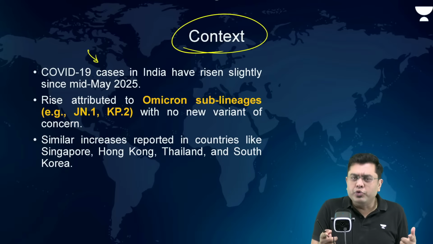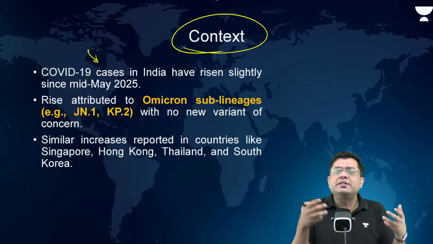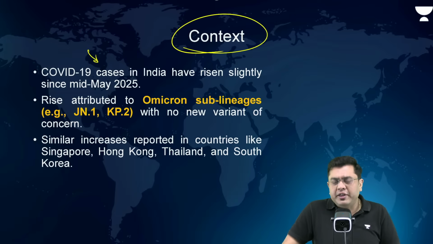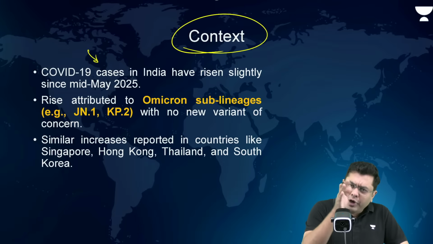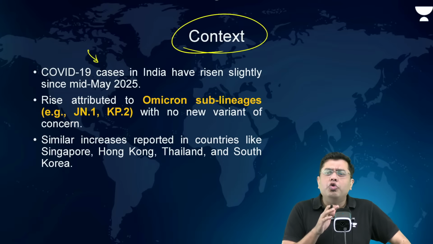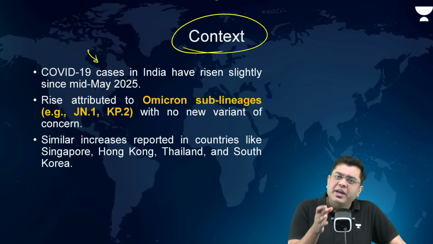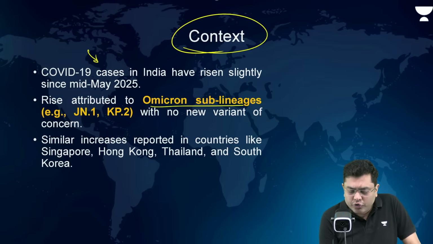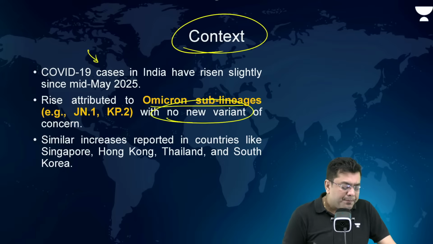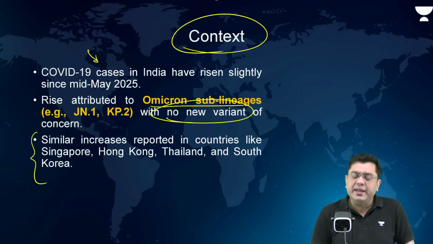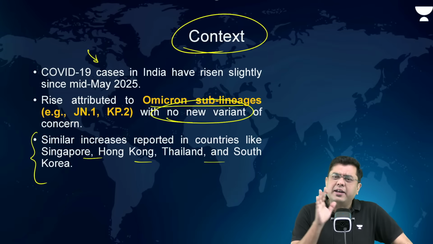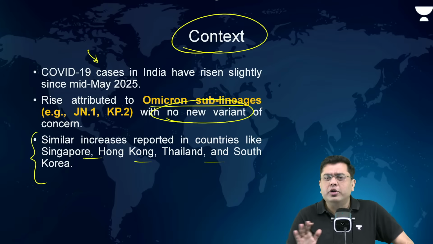Because of genetic mutations, the virus tends to gain various different attributes, and that is something which triggers a new wave or a new phase of infections. Now, one of the milder waves was the Omicron wave. And the present viral spread of COVID-19 infections is basically of the Omicron sublineage, with no new variant of concern. Similar increases have been reported in countries like Singapore, Hong Kong, Thailand, and even South Korea. So under that context, we have got this article.